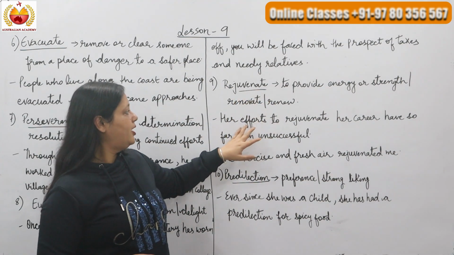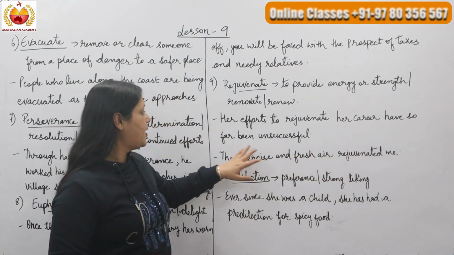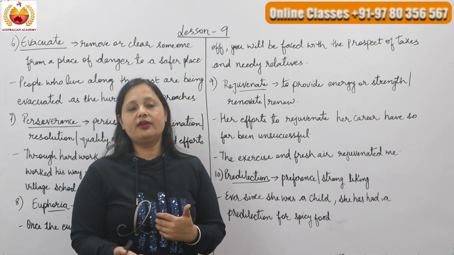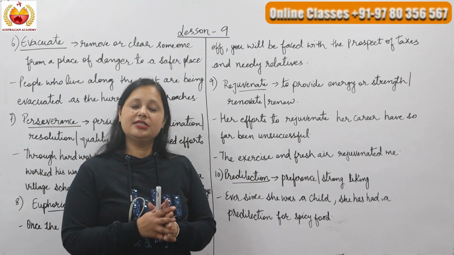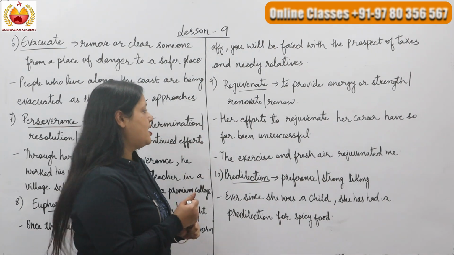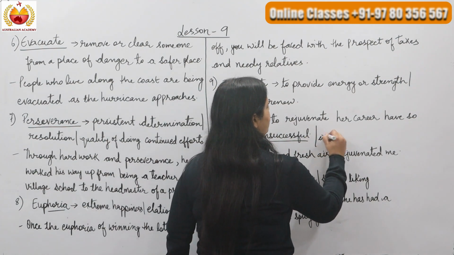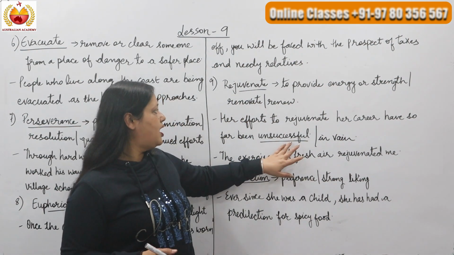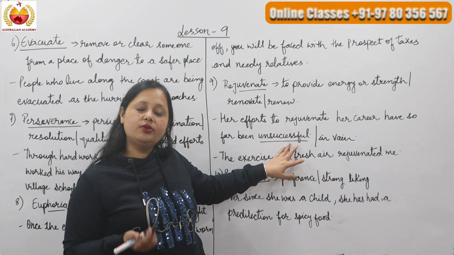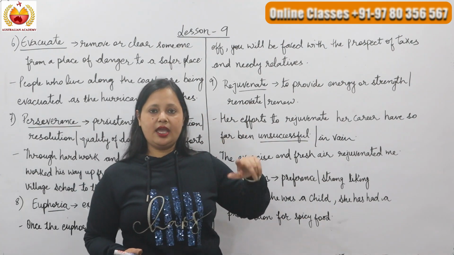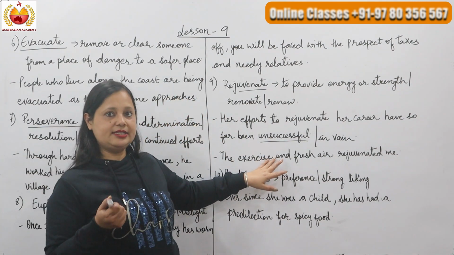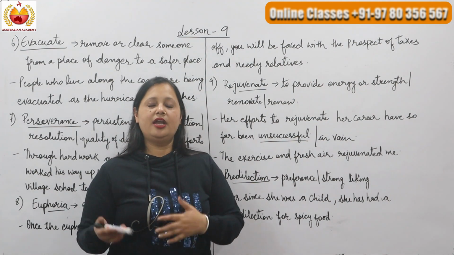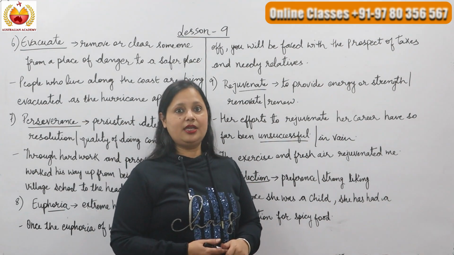Another example we have, her efforts to rejuvenate her career have so far been unsuccessful. So far means till date. So till date, whatever efforts she has made, all such efforts were unsuccessful. And instead of unsuccessful, you would better write in vain. So all our efforts were in vain. In vain, unsuccessful. Okay. So to renovate something, to renew something is rejuvenate. Okay. So for the last word of today's we have another example also. The exercise and fresh air rejuvenated me. So the exercise and fresh air filled a lot of energy in me again.